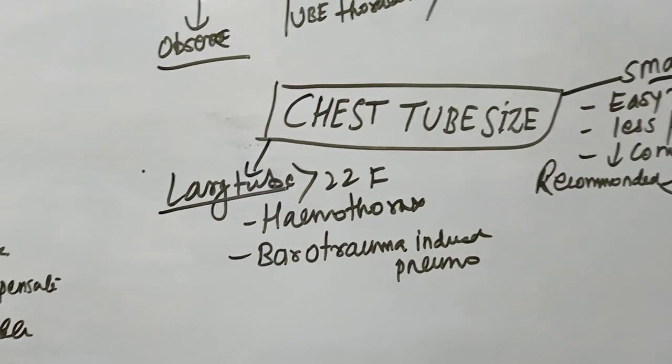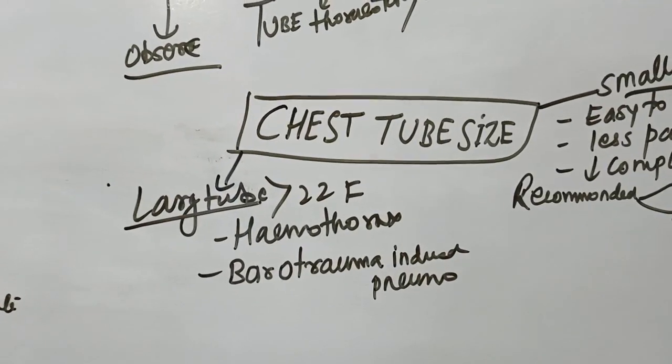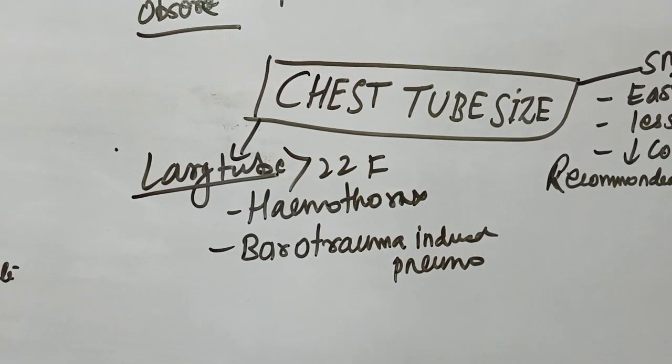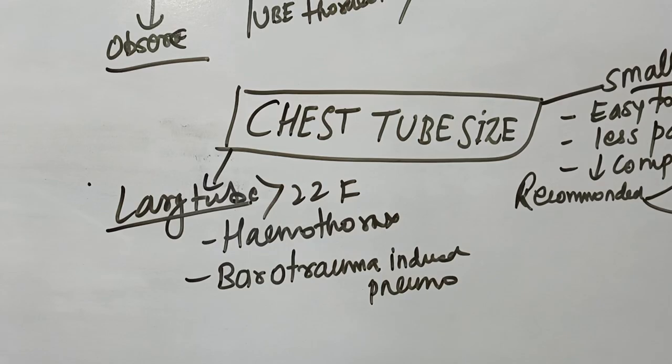A large tube, more than 22 French, is used mostly in hemothorax or barotrauma-induced pneumothorax. Okay, thank you.